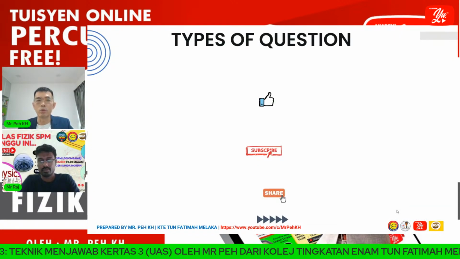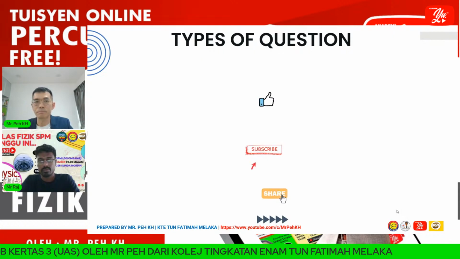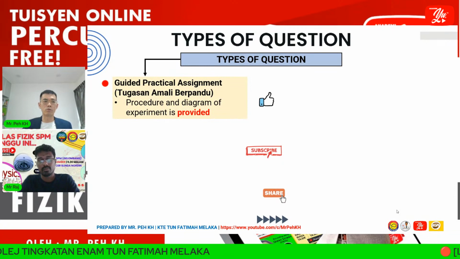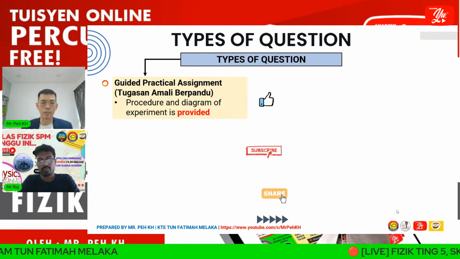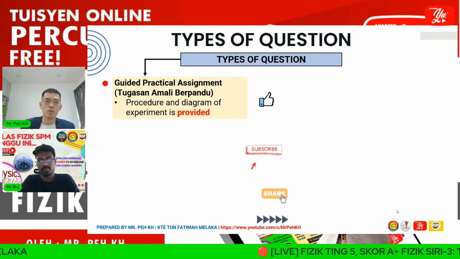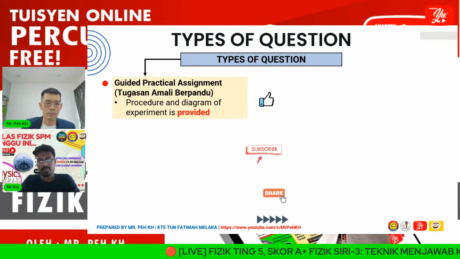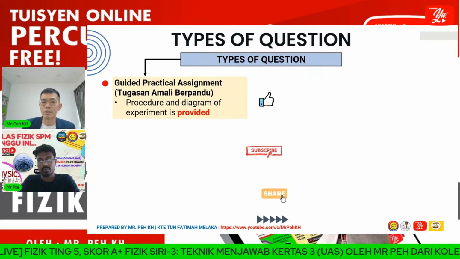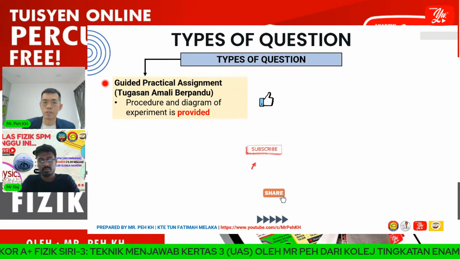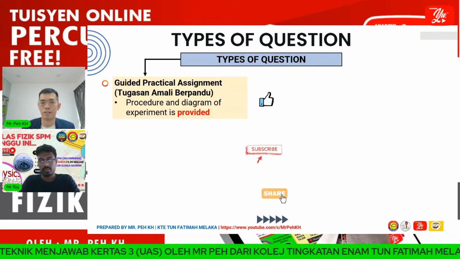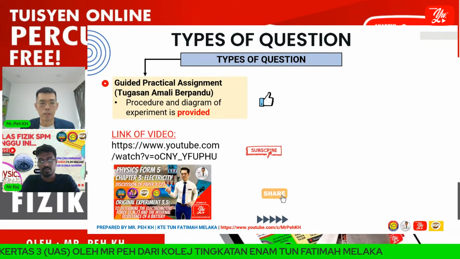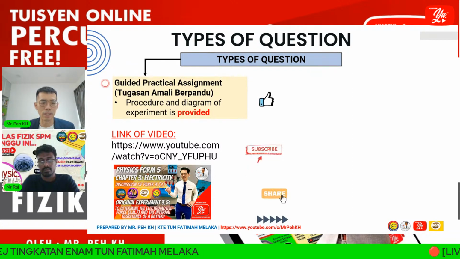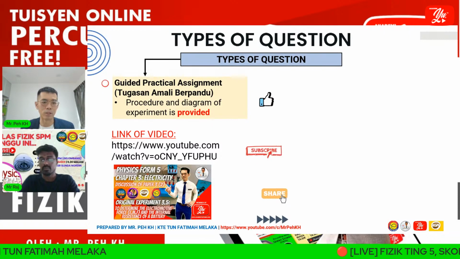Here you need to understand the type of the question. We can classify the question into 2 types. The first is the tugasan amali berbantu. What is the tugasan amali berbantu? For this type of question, the procedure and diagram are actually provided. The candidate just needs to follow the procedure. So this will be considered a straightforward question. If you still do not understand about the tugasan amali berbantu, you can refer to my video with the link I show here.